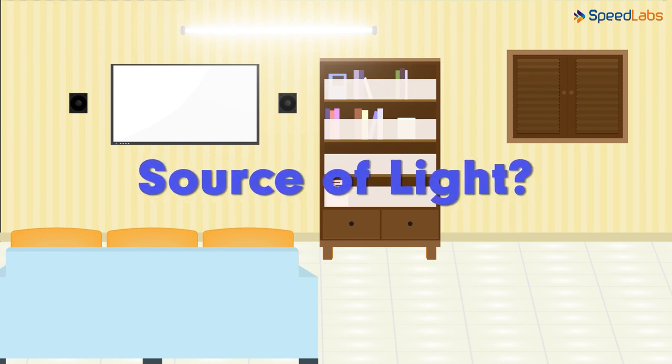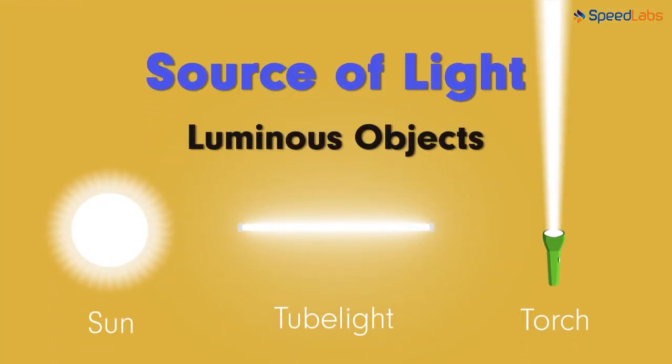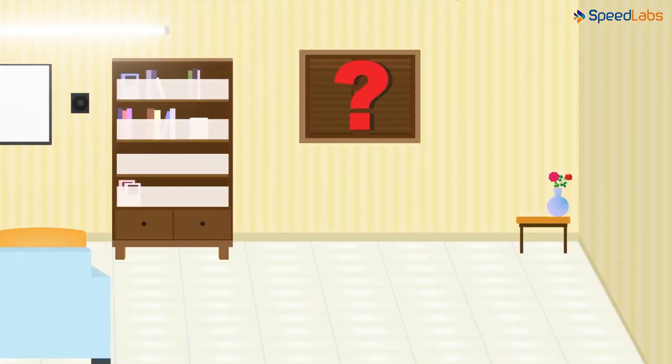Do you know what the source of light is called? Objects like the sun or the tube light or the torch are called luminous objects. Can we now see the objects outside the window? Nope, we can't. But the question is why? It's easy. Because the light from the outside of the window does not reach us.